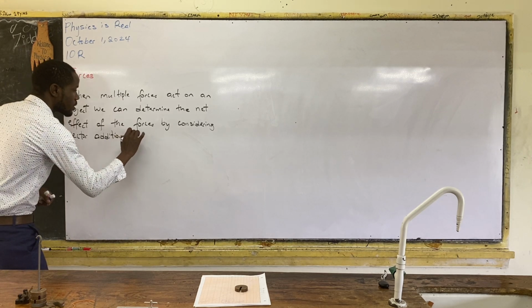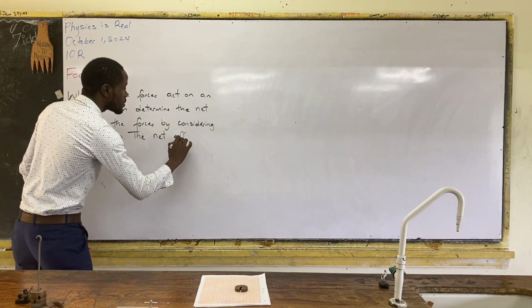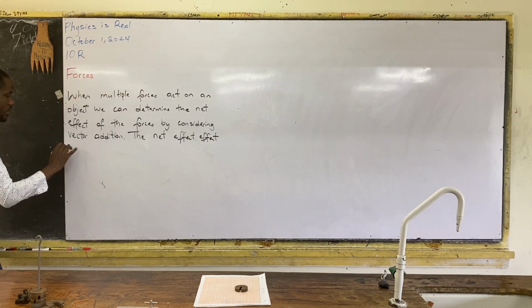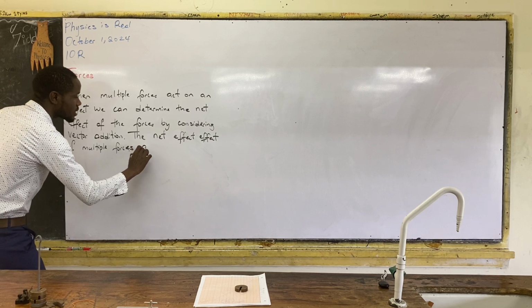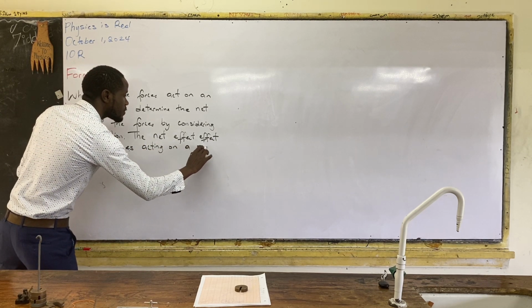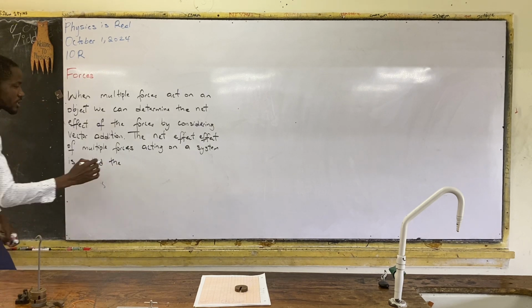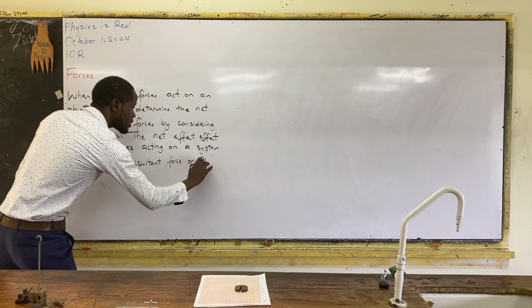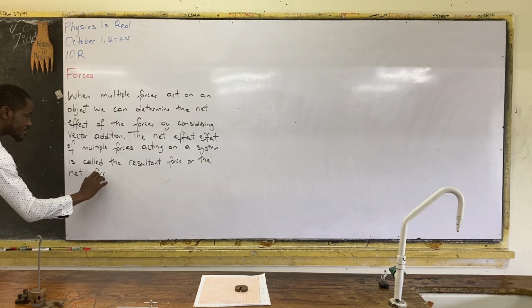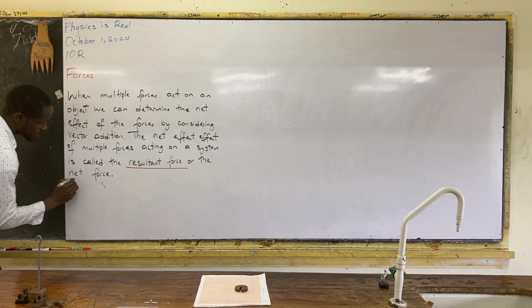Now, the net effect of multiple forces acting on a system is called the resultant force or the net force. All right? So we can call the net effect of multiple forces on a system the resultant force or the net force. Right? The resultant force or the net force.